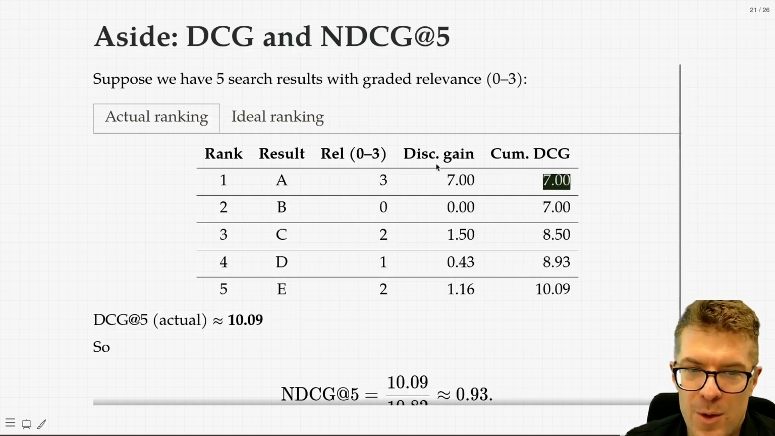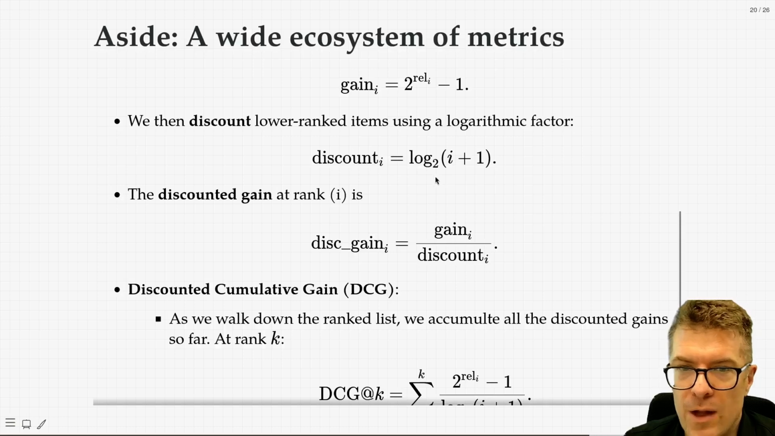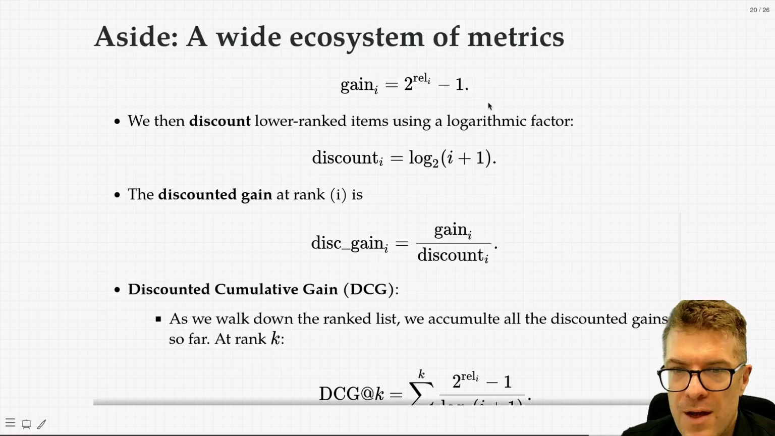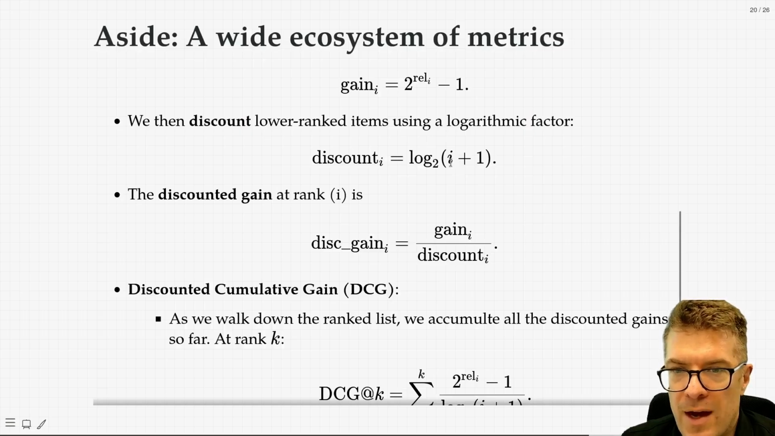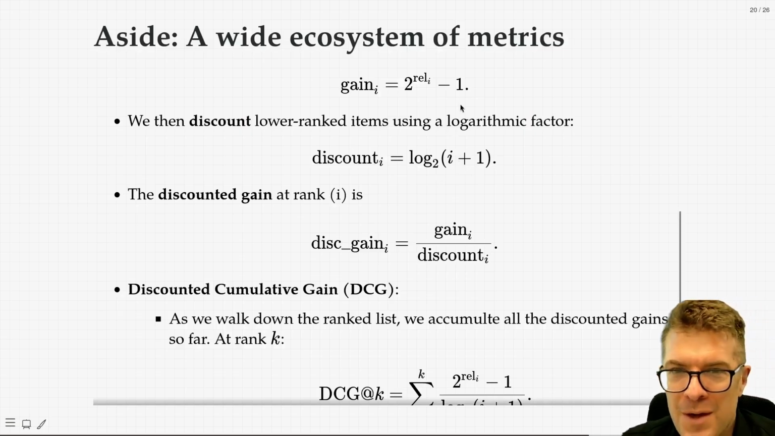Just to complete this example, I'll go to the next line, where the relevance is 0. What is the discounted gain of the second page returned? Let's plug the relevance into our gain. 2 to the power of 0, anything to the power of 0 is 1, minus 1 is 0, so our gain is 0. And then our discount: the rank now is 2, so I plug in i equals 2. 2 plus 1, sorry, is 3. The log base 2 of 3 is whatever that happens to be. I don't really care right now. It's a positive number, and 0 over that positive number is going to be 0.